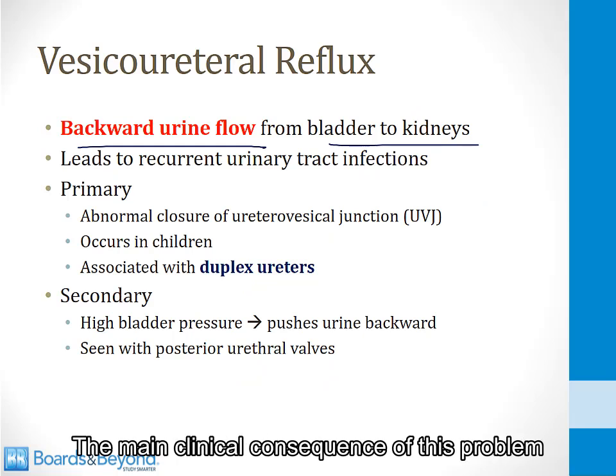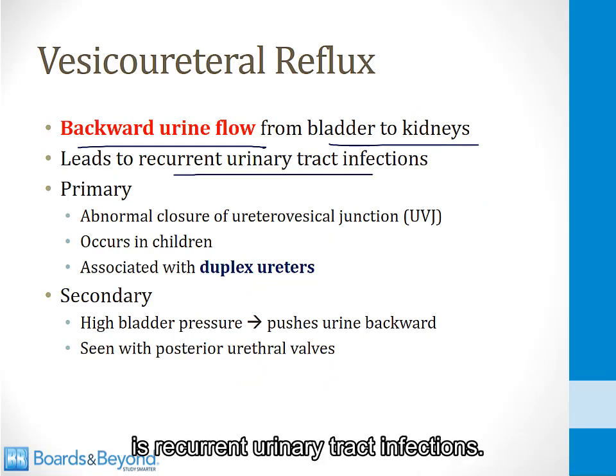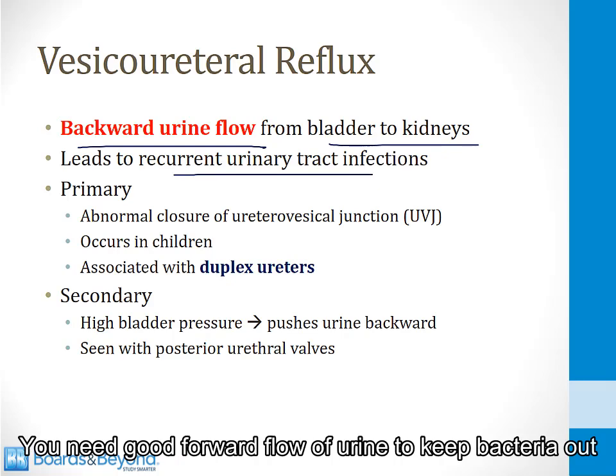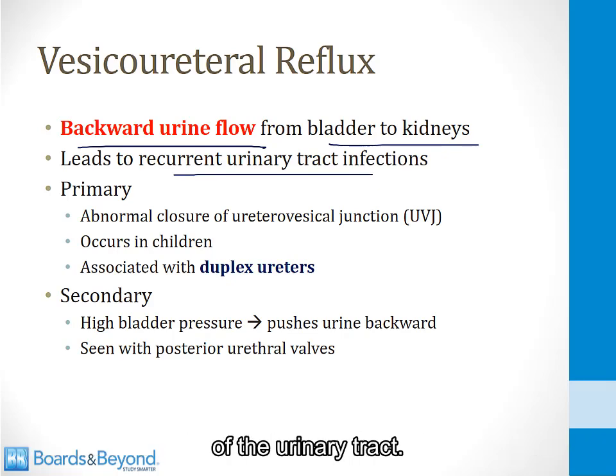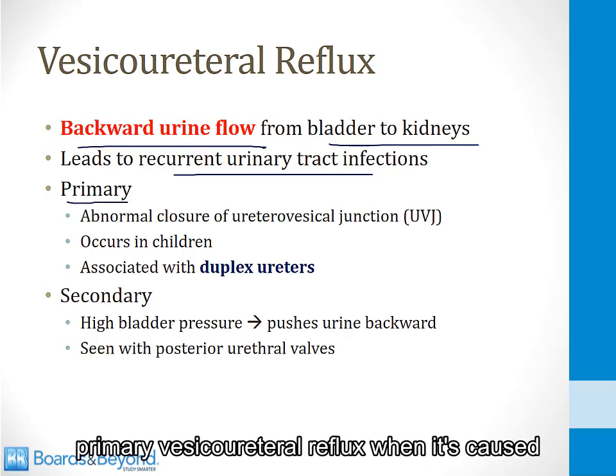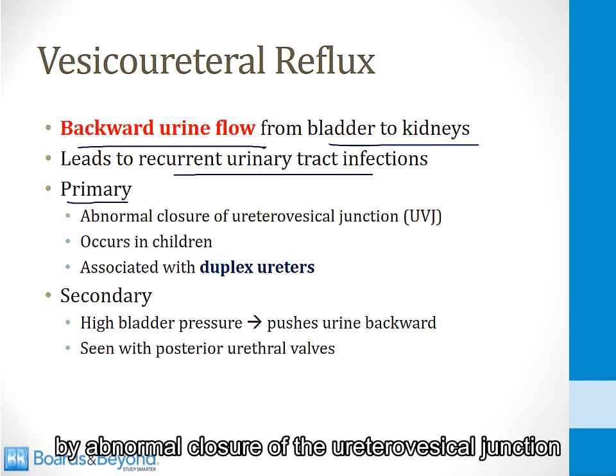The main clinical consequence of this problem is recurrent urinary tract infections. You need good forward flow of urine to keep bacteria out of the urinary tract. Vesicoureteral reflux is called primary vesicoureteral reflux when it's caused by abnormal closure of the ureterovesical junction or the UVJ.